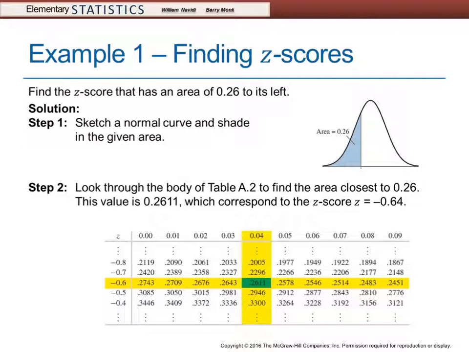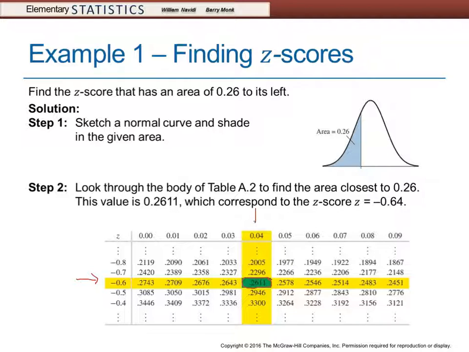So we want to find a value z that has an area of 0.26 to its left. So we sketch the normal curve and shade in the given area. We look through the standard normal table to find the area closest to 0.26. In this particular case, it is 0.2611.